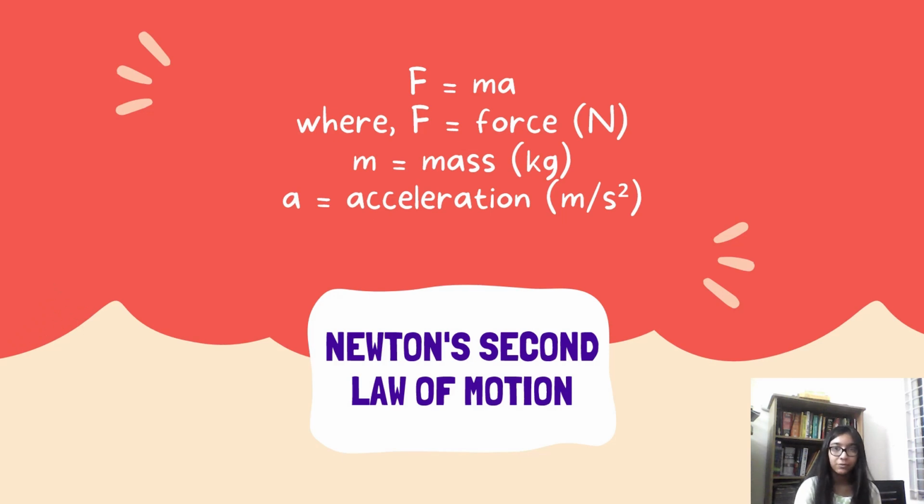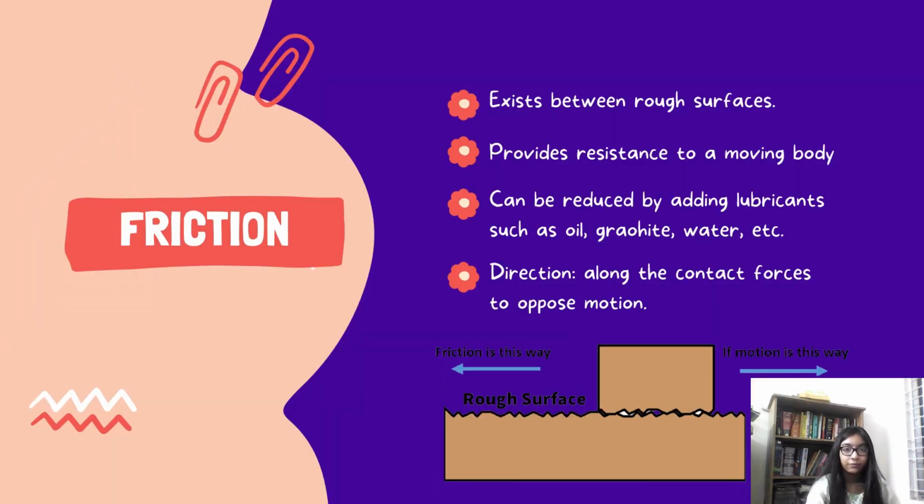Newton's second law of motion states that when a resultant force is applied to an object with a constant mass, it equals the product of the mass and the acceleration of the object. Friction is a type of force that tends to stop motion.